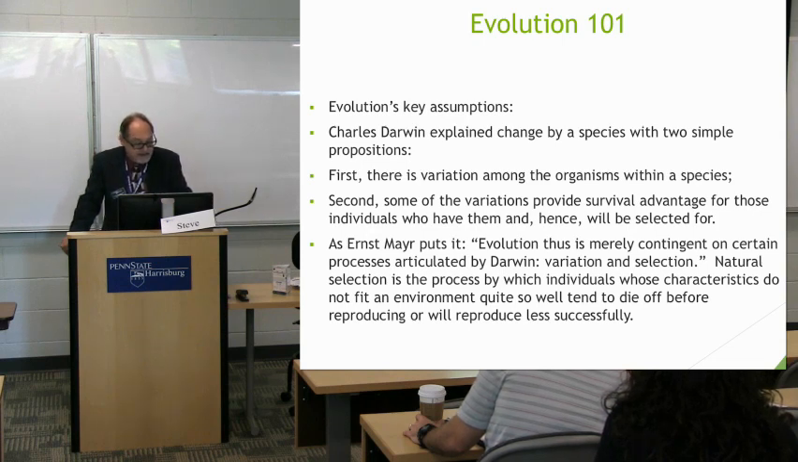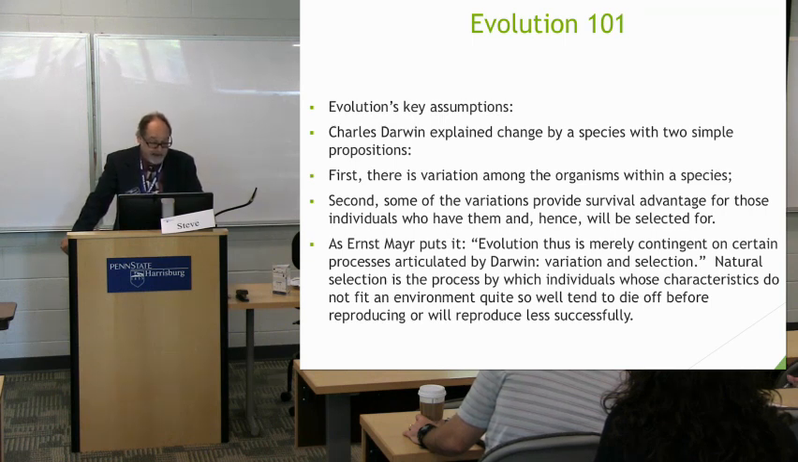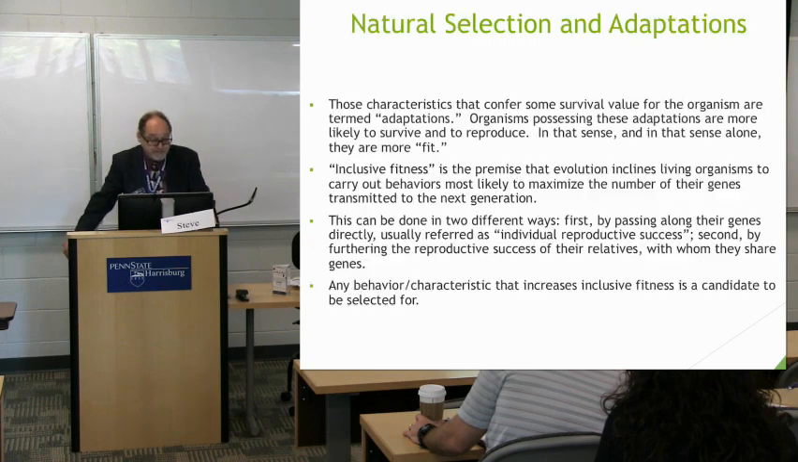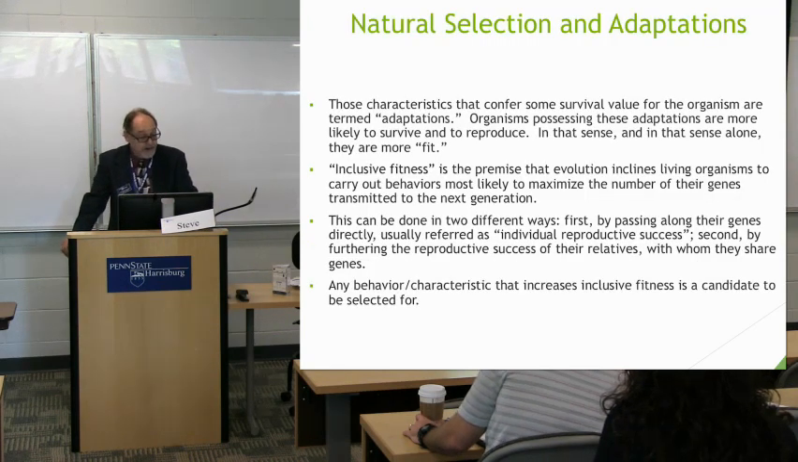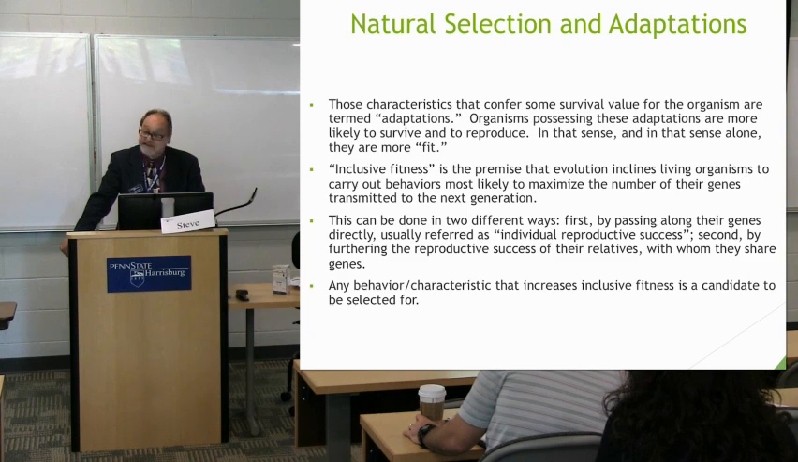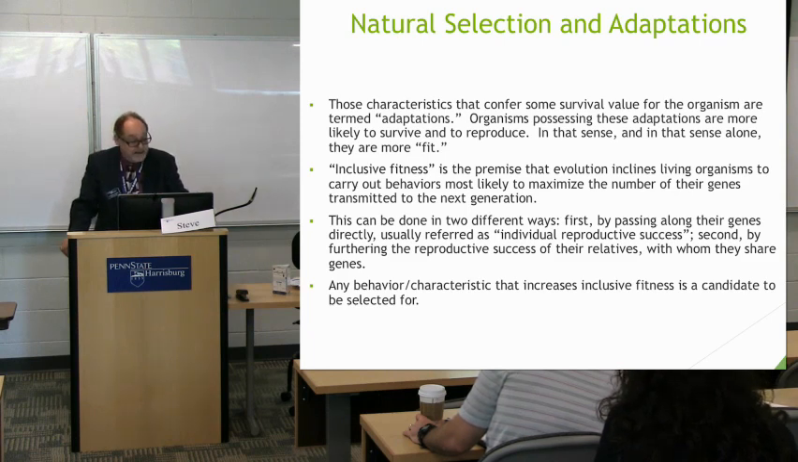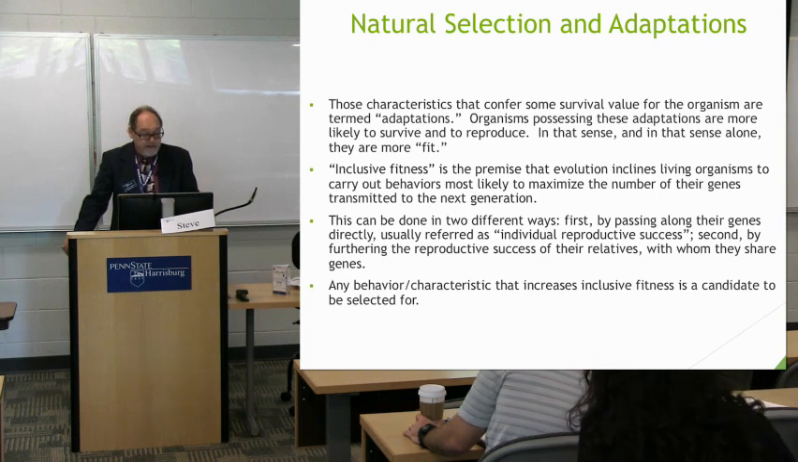Evolution, thus, is merely contingent on certain processes articulated by Darwin: variation and selection. Natural selection is itself the process by which individuals whose characteristics don't fit an environment so well tend to die off before reproducing, and if their characteristics fit the environment pretty well, they're more likely to survive and reproduce. I'd mentioned the term adaptations before, and that's what we refer to characteristics that provide survival value. In that sense, those who are better adapted are more fit.